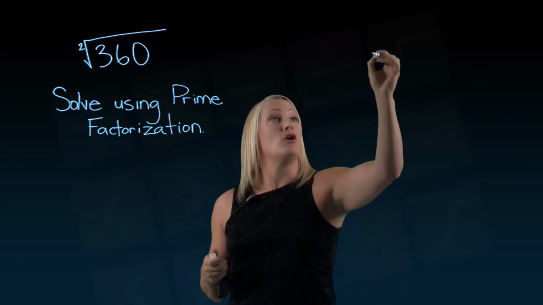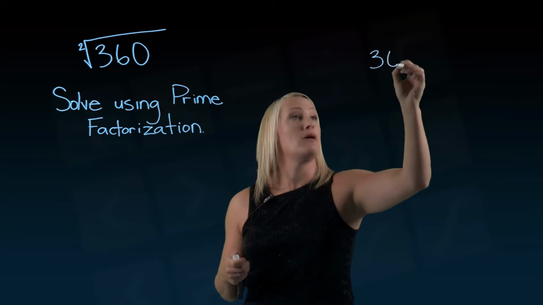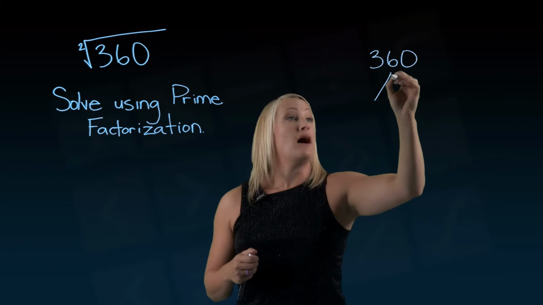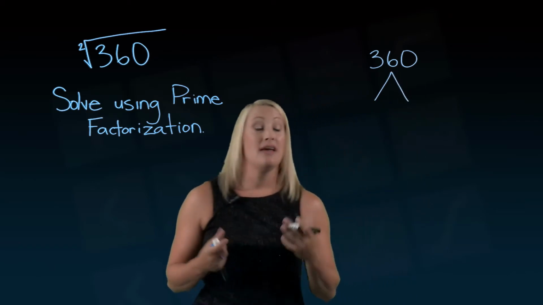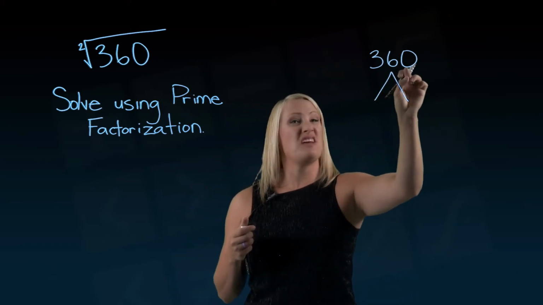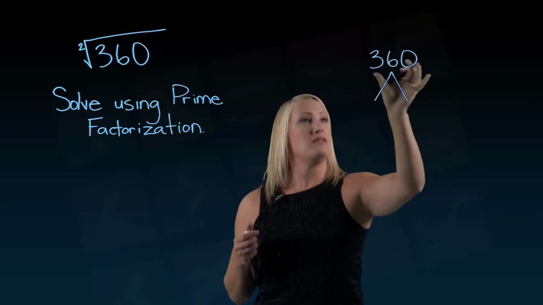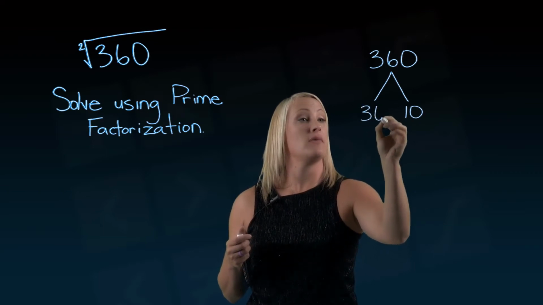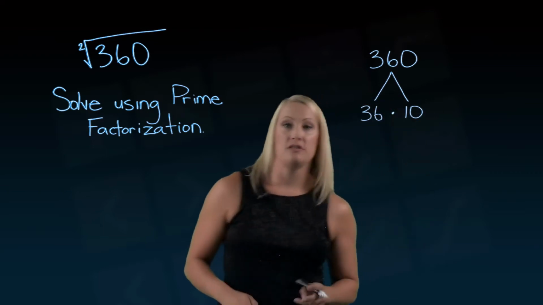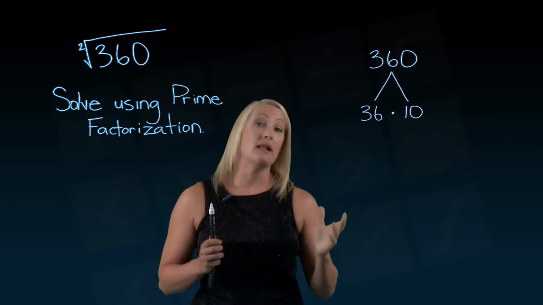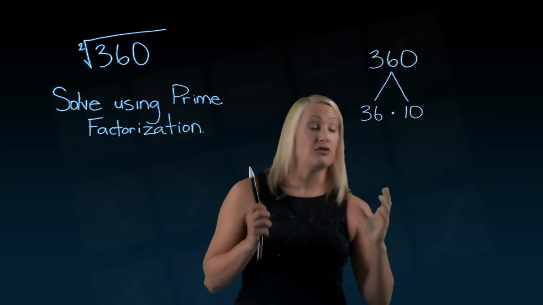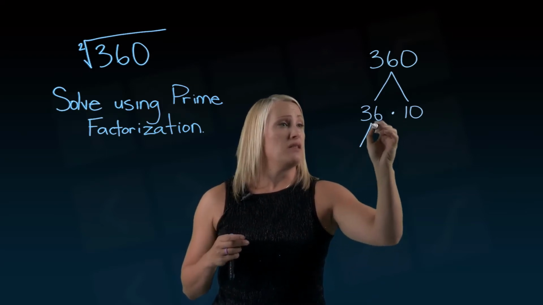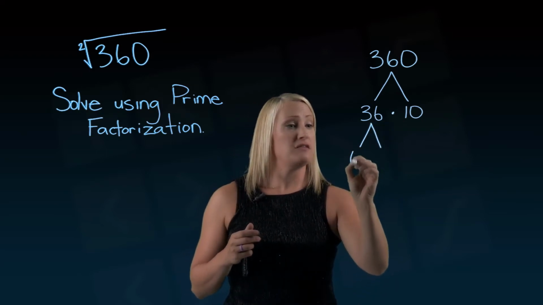360. So I'm going to take that number, and I'm going to think, again, only of 2 numbers that multiply to 360. And for me, the easiest way to do this, as soon as I see a 0 there, I know that 10 times 36 is going to get me 360. So it's kind of a nice way to start. Now let's break these down into their prime factorization. We'll start with 36. For me, the easiest way to think of 2 numbers that multiply to 36 is 6 times 6.